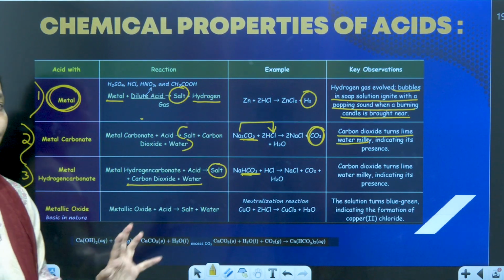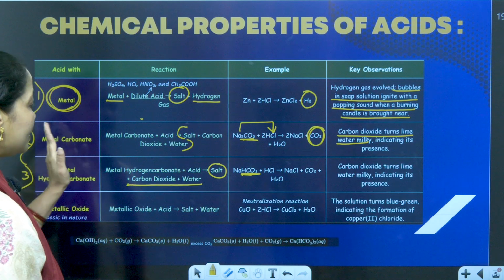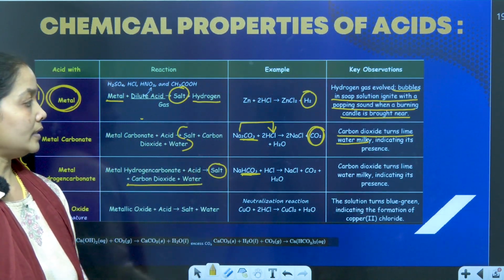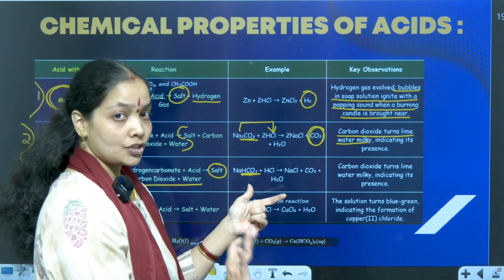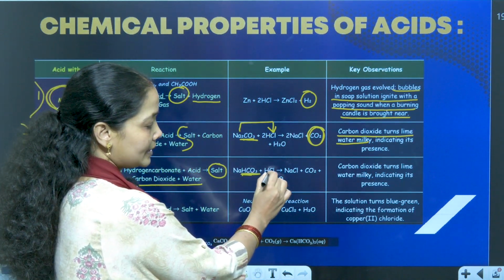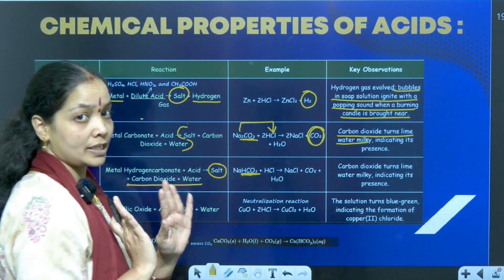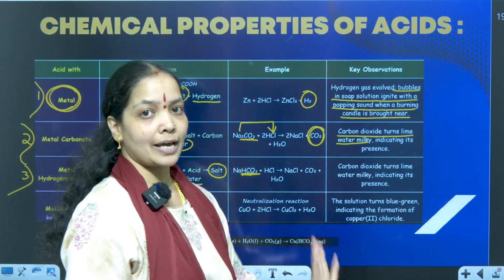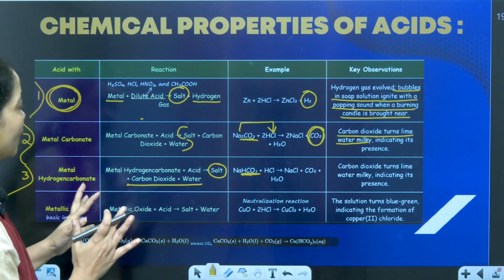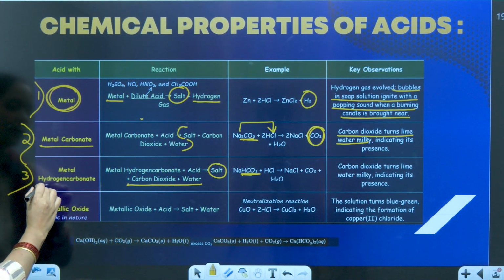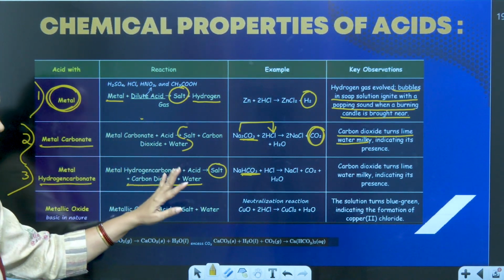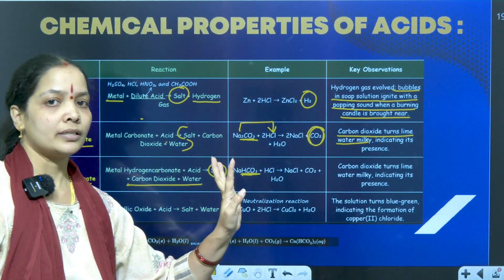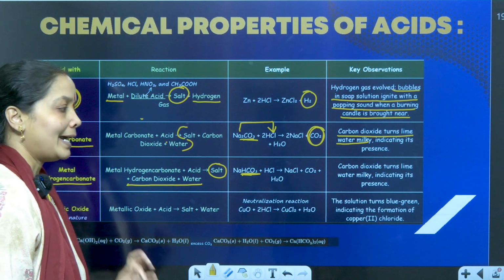Here also I had salt, carbon dioxide and water itself. So when an acid is reacting with metal carbonate or metal hydrogen carbonate, the products are absolutely the same. NaHCO3 plus HCl gives NaCl, CO2, H2O. No changes at all. Here also the lime water test is used to identify carbon dioxide. The only difference is, here I have Na2CO3, here I have NaHCO3. That's the only change that you have to understand.